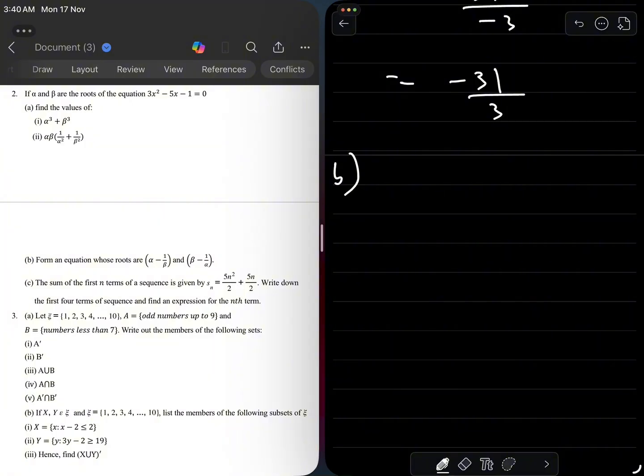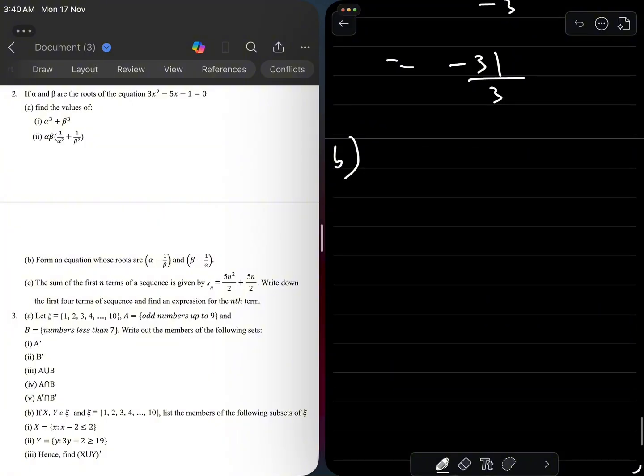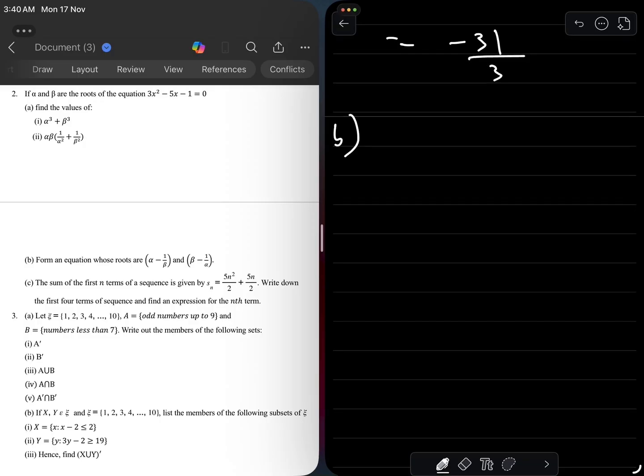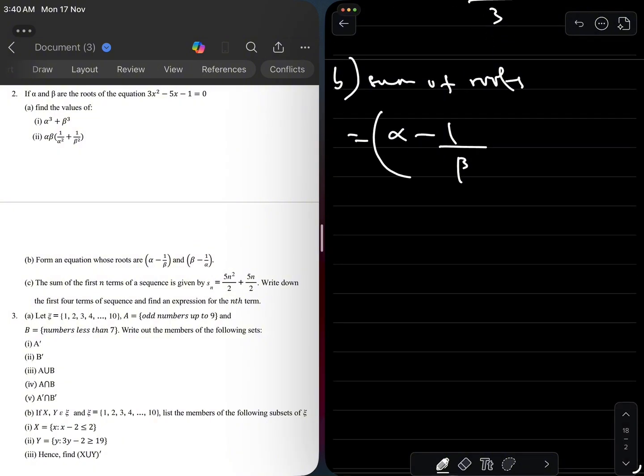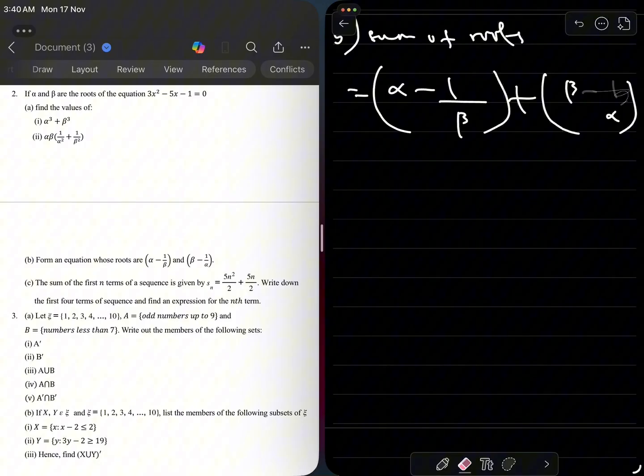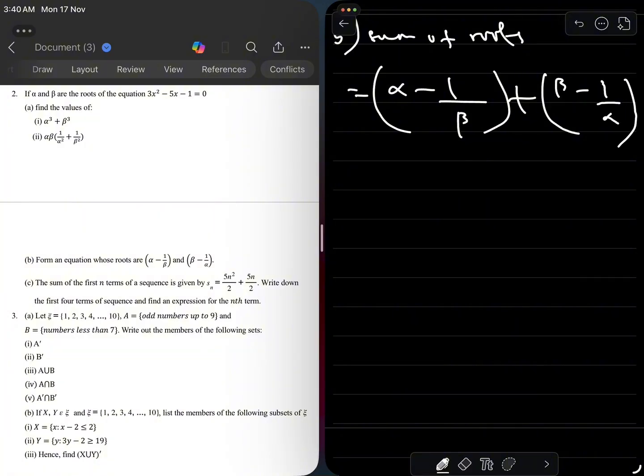Question B says, form an equation whose roots are alpha minus 1 over beta and beta minus 1 over alpha. So, the sum of the roots of the equation: sum of roots equals alpha minus 1 over beta plus beta minus 1 over alpha.